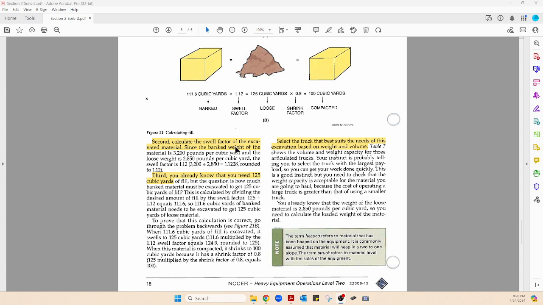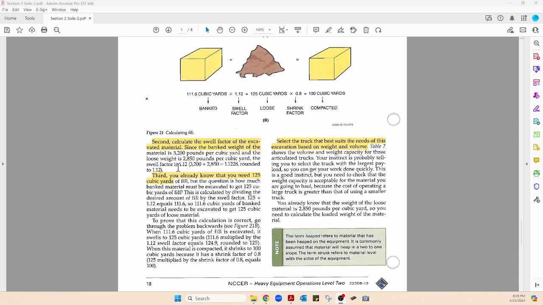Since the bank weight of the material is 3,200 pounds per cubic yard, and the loose weight is 2,850 pounds per cubic yard, the swell factor of that material we're bringing is 1.12. 3,200, 2,850. That's what we're bringing in.